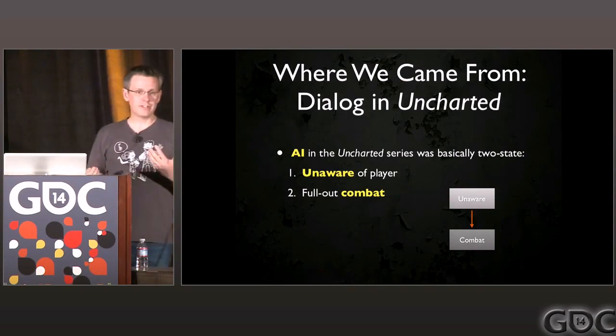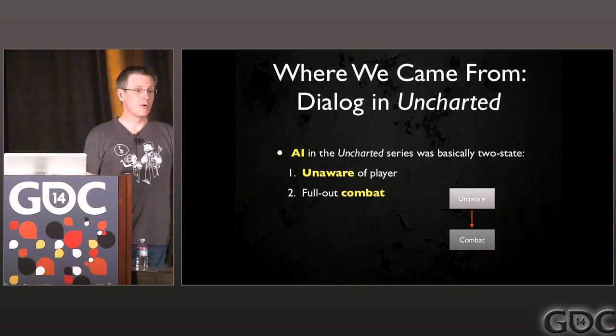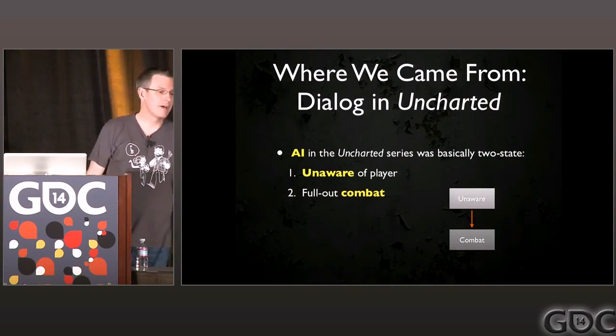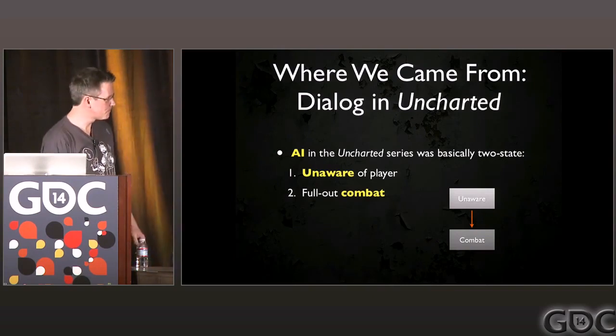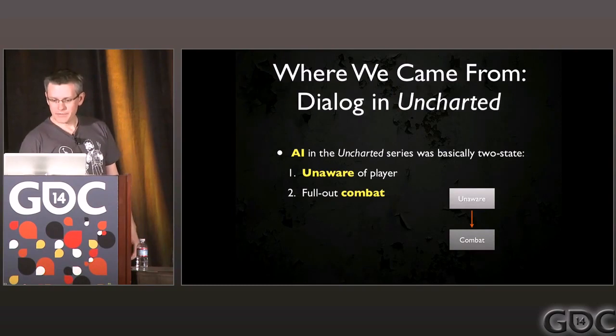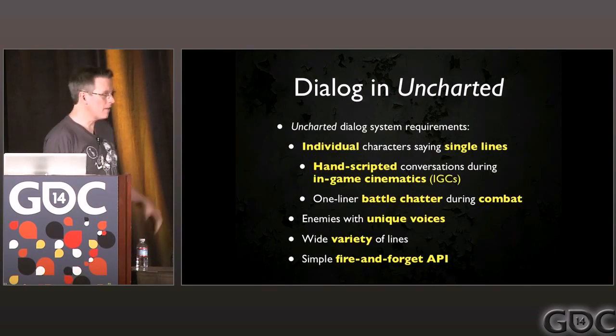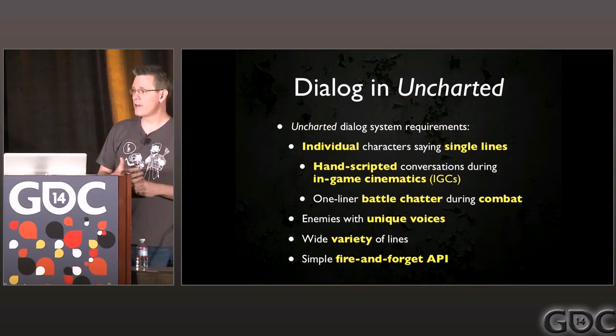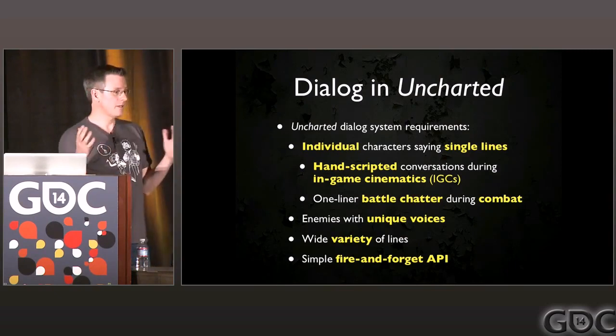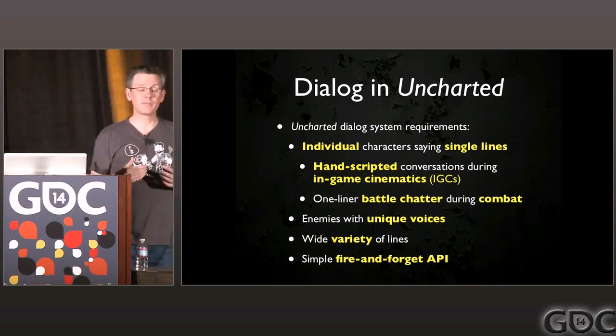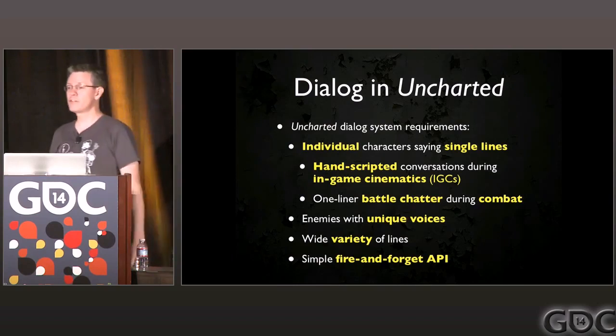There were really only two states. The AI were either unaware of the player, doing some ambient behaviors, or they noticed the player and combat broke out and all hell broke loose. Because of this, the dialogue system in Uncharted was a reasonably complex system, but limited in scope because we only had to play individual lines on individual characters.